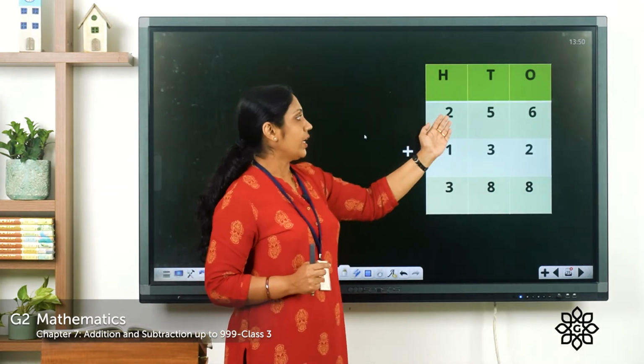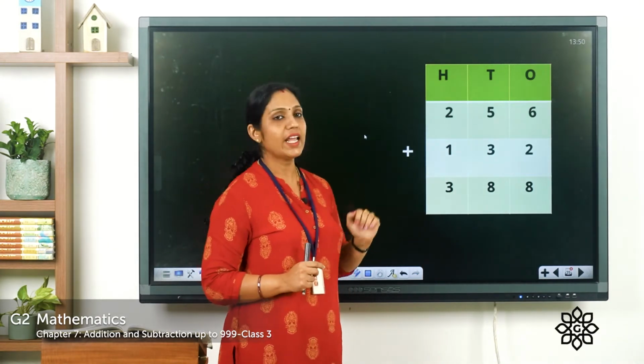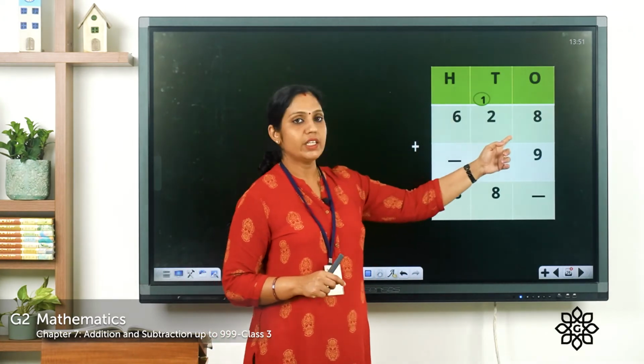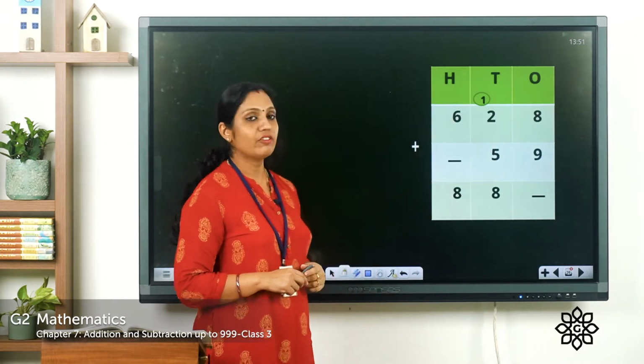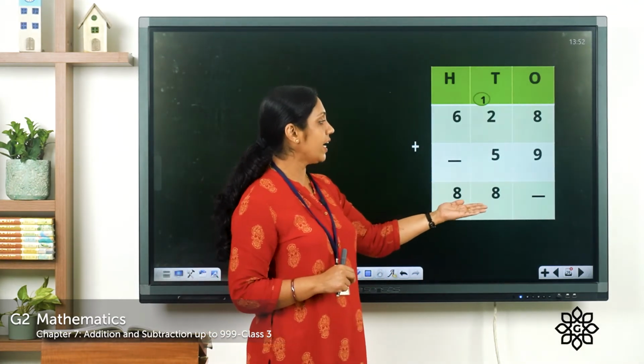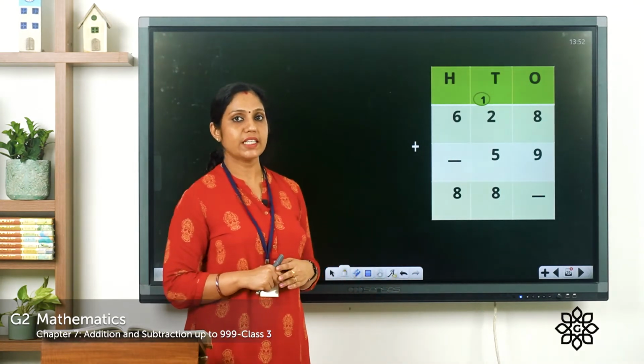So 256 plus 132 makes 388. Now let's look at the number 628, and in the next number we have the missing number in the hundreds place, and look at the answer. We have only 88 and the number in the ones place is missing. So we have to find out the missing numbers.